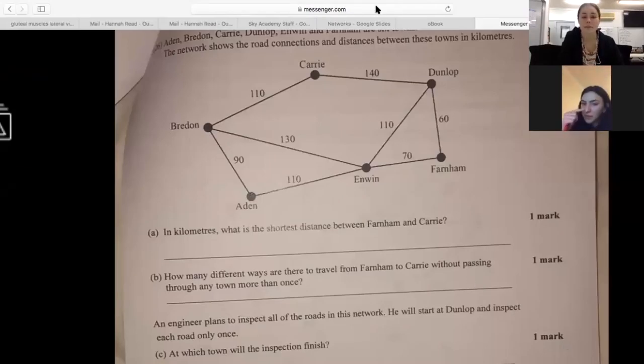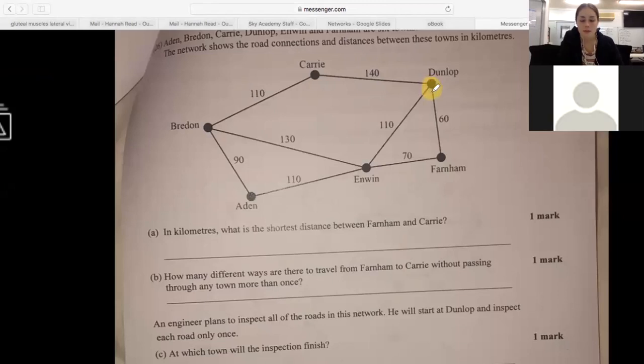Oh no, what did I just press? Okay, let's go back. Okay. So we'll start at Dunlop and inspect each road only once. At which town will the inspection finish? Okay. How interesting. I think it would... Oh, that's annoying. This is like impossible.